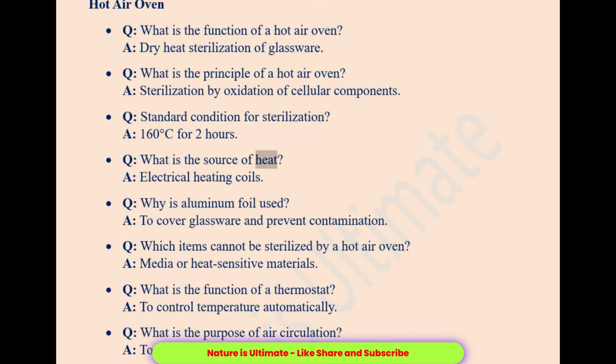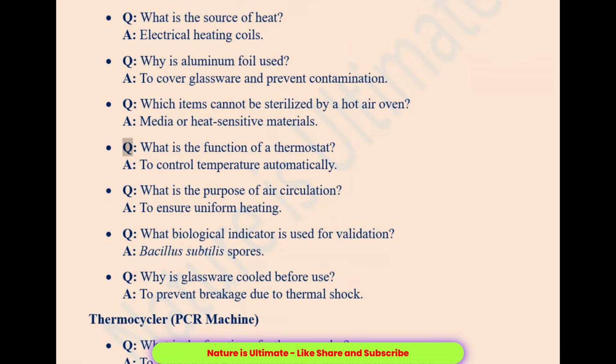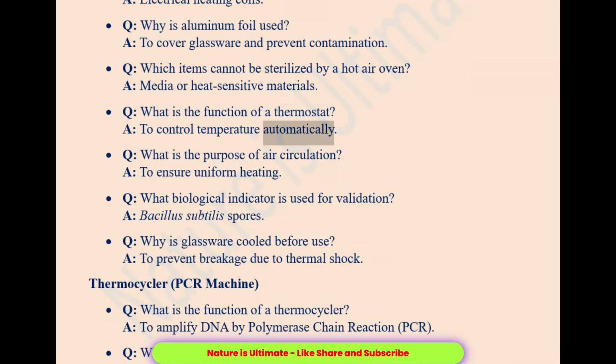Q. What is the source of heat? A. Electrical heating coils. Q. Why is aluminum foil used? A. To cover glassware and prevent contamination. Q. Which items cannot be sterilized by a hot air oven? A. Media or heat-sensitive materials. Q. What is the function of a thermostat? A. To control temperature automatically.